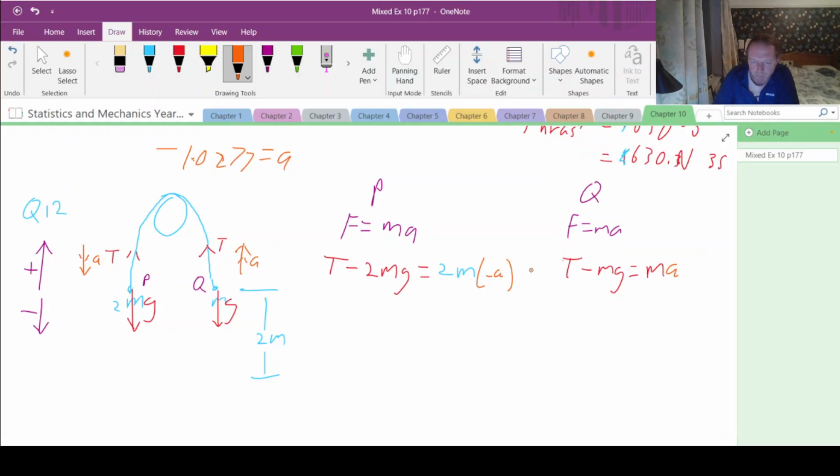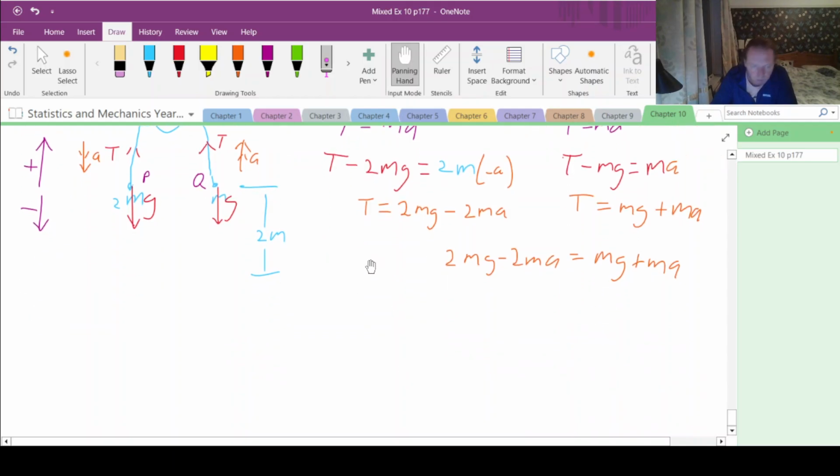They look like they're all equal to tension. So if I put this here and I say, right, T equals 2mg, moving it to the other side, minus 2ma, and I do the same with this one, tension equals mg plus ma, then I can put these two tensions together and get 2mg minus 2ma is equal to mg plus ma, because the tension is the same on the string all the way around.